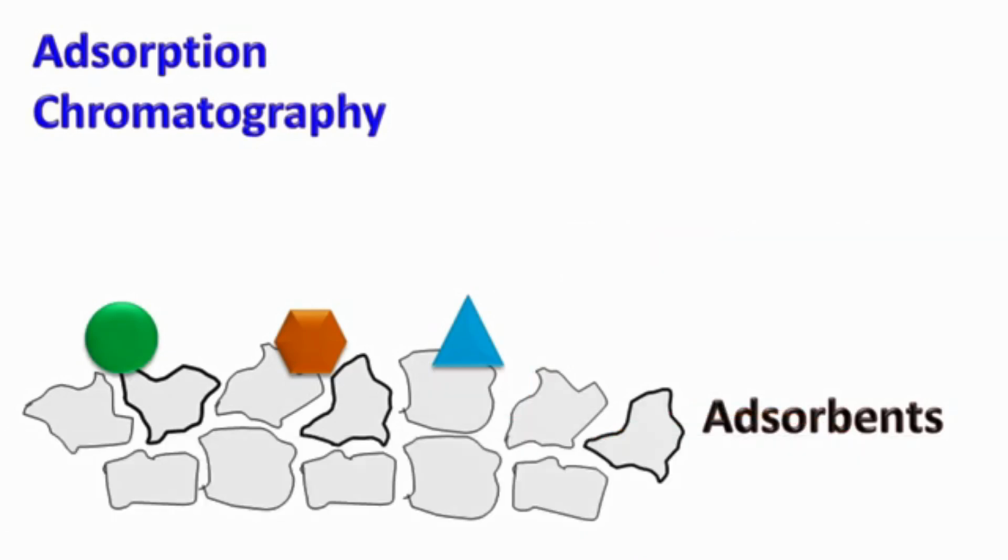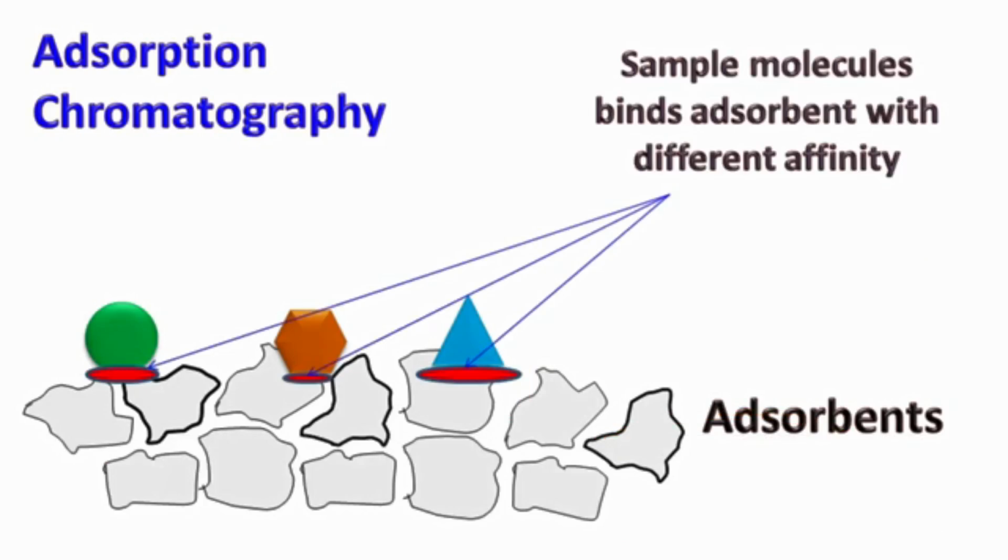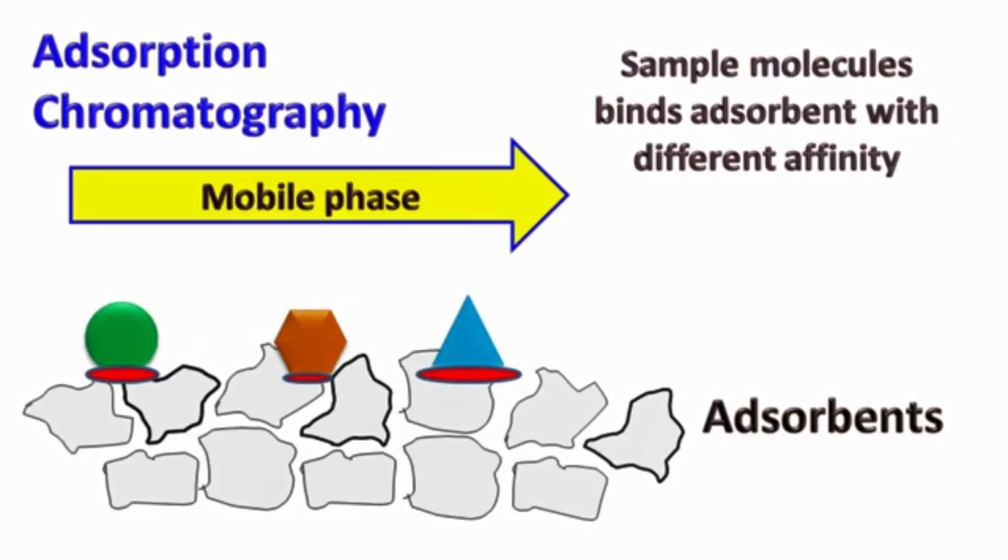Different sample molecules bind the adsorbent with different affinity. Hence, when the mobile phase is passed, the molecules having less interaction with the adsorbent are released first, while the molecules having more interaction with the adsorbent are released last.